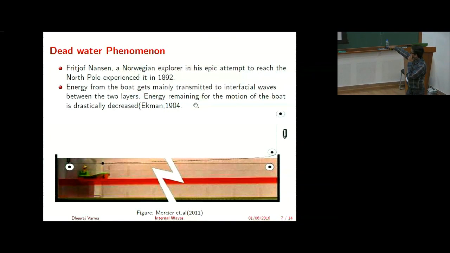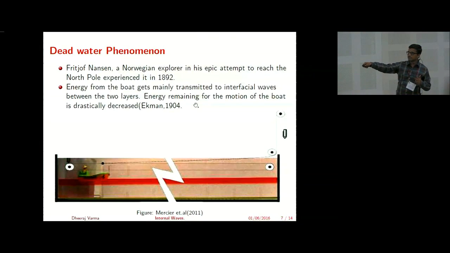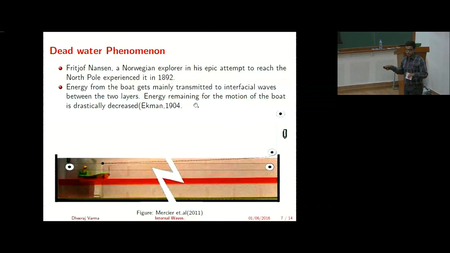Did an experiment where you see a 2D stratified flow. The red color is just the water, and below it is the stratified fluid. So at the interface, there is an arrangement by which they move the boat just horizontally, and as they move it, you find the interface propagating, and the energy transfer due to the moving of the ship goes to the waves, and that results in its motion becoming slow.